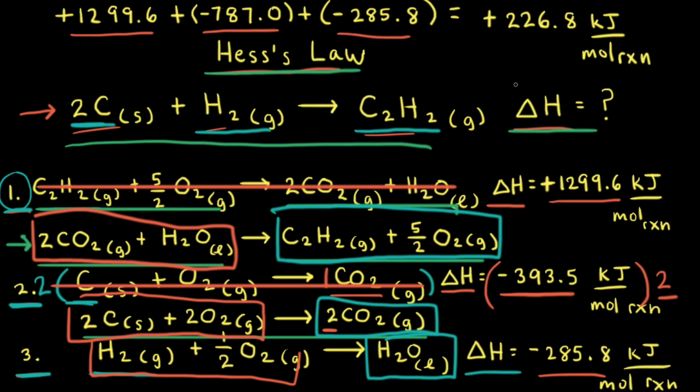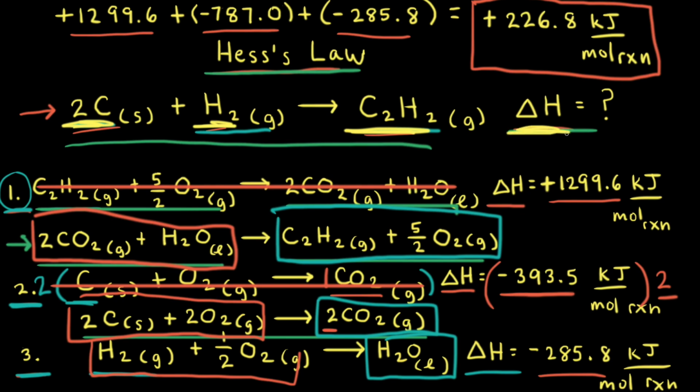When we add everything together, we get positive 226.8 kilojoules per mole of reaction. So for the formation of 1 mole of acetylene from 2 moles of carbon and 1 mole of hydrogen, the change in enthalpy for this reaction is equal to positive 226.8 kilojoules per mole of reaction.